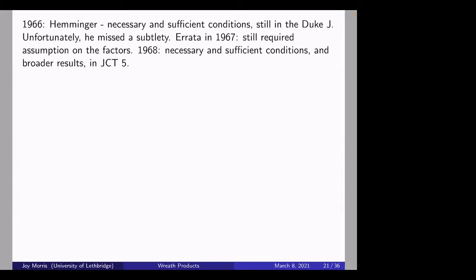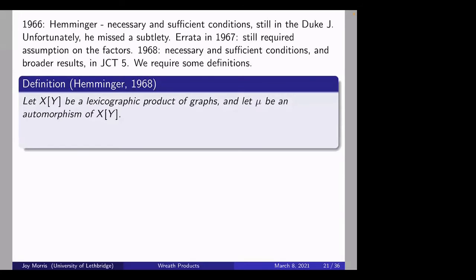And then in the 1968 paper, he was able to find necessary and sufficient conditions and some broader results. And this paper he published in the 5th volume of the Journal of Combinatorial Theory. So this is before it split into A and B. He published this there. So let's talk about his results. So first I need some definitions again. He wanted to have a name for the automorphisms that were good in this context, and the automorphisms that were not so good in this context.